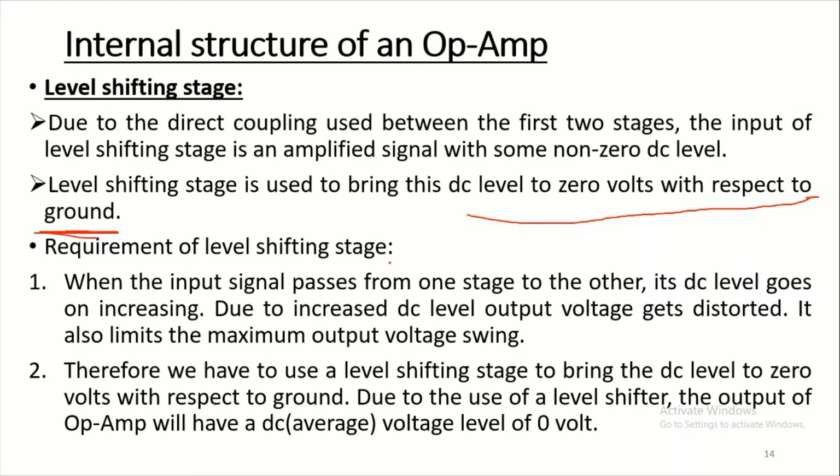Requirement of level shifting stage. When the input signal passes from one stage to the other, its DC level goes on increasing. Due to the increased DC level, the output voltage gets distorted. It also limits the maximum output voltage swing. Therefore, we have to use a level shifting stage to bring the DC level to 0 volts with respect to ground. Due to the use of the level shifter, the output of the op-amp will have a DC, meaning average, voltage level of 0 volt.